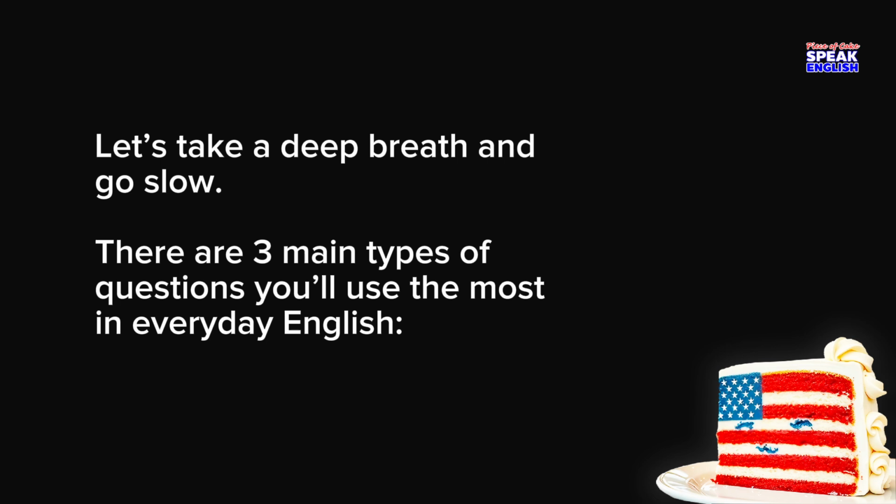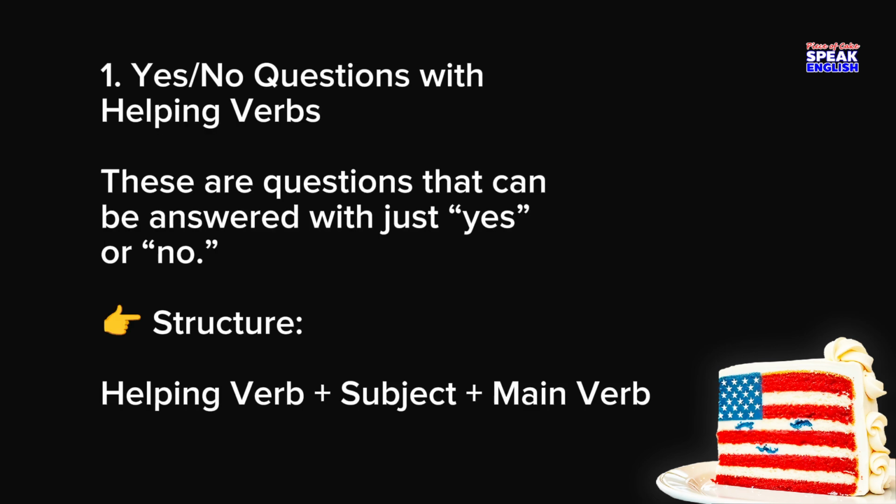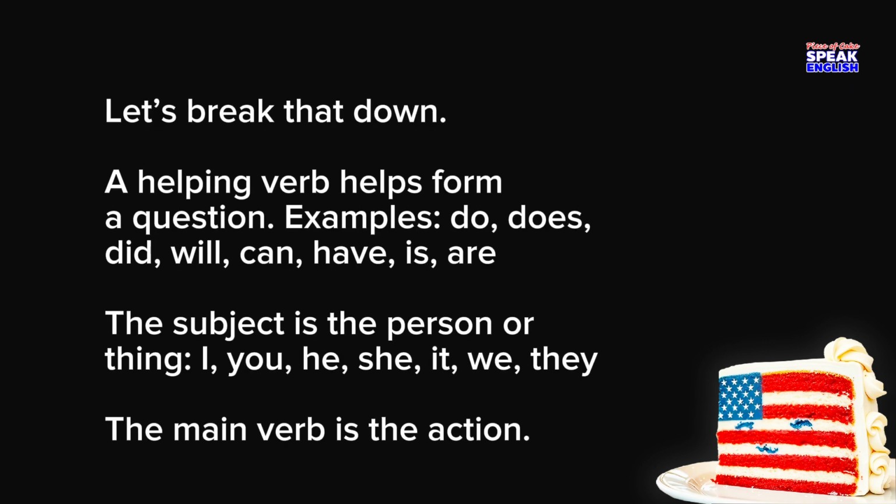There are three main types of questions you'll use the most in everyday English. 1. Yes/no questions with helping verbs. These are questions that can be answered with just yes or no. Structure: helping verb plus subject plus main verb. Let's break that down. A helping verb helps form a question.